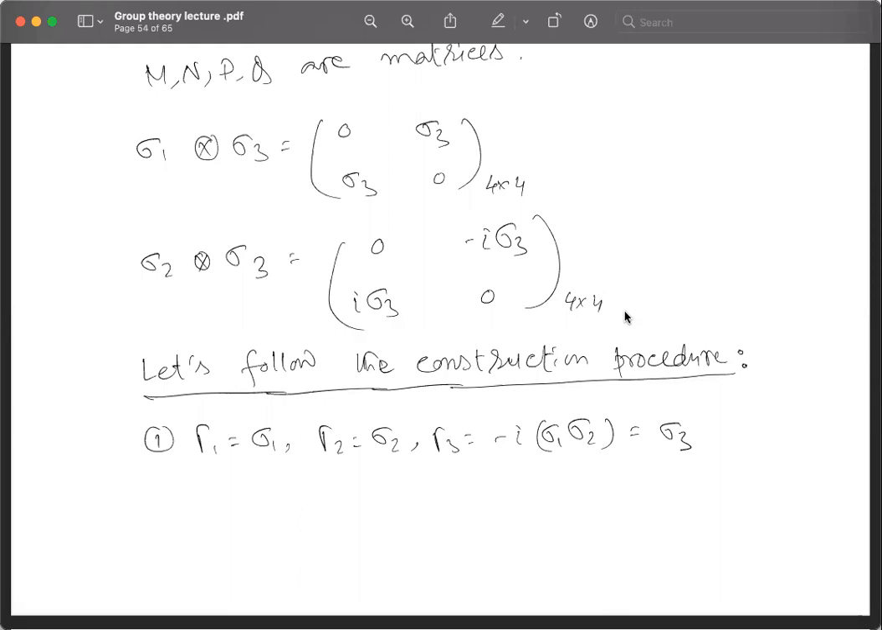Now let's follow the construction procedure step by step. First, we start with the basic 2 by 2 matrix form, and then we define gamma 1 as sigma 1, gamma 2 as sigma 2, and gamma 3 as minus i times the product of sigma 1 and sigma 2, which, if we calculate, gives sigma 3. So in 2 dimensions, we get sigma 1, sigma 2, sigma 3, or rather gamma 1, gamma 2, gamma 3, which are basically 2 by 2 matrices.